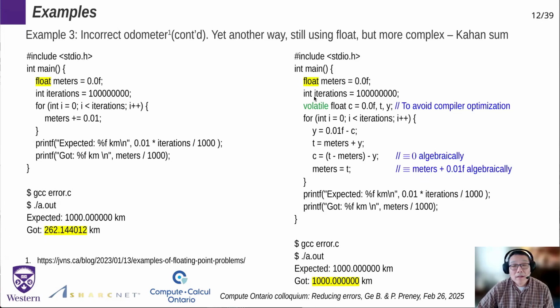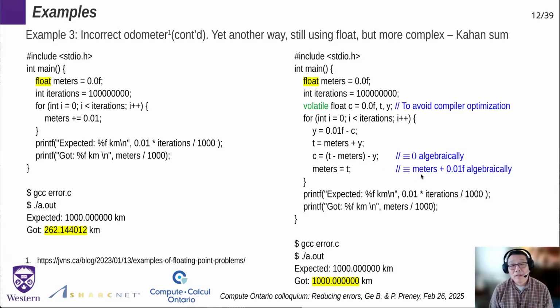So what we do here, in the for loop, we insert 3 lines. We define the variable y, which is 0.01 minus c. c is what we call the compensation. And then we define another term, t, which is the sum plus y. And then we define a compensation, c, which is t minus sum minus y.